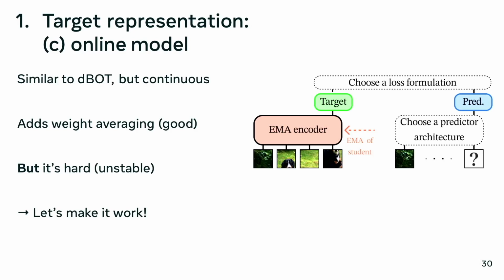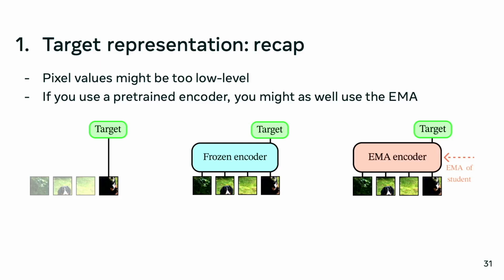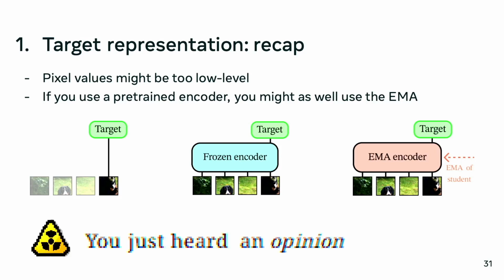So you've got this thing of you are using your own model as target for training it, and so it could work, but it could also just find a weird local minimum and just collapse onto itself. You can have a ton of instabilities happening when you do that. It's hard. That's what makes it worthy. So let's try to make it work. As I was saying, the recap is you can use the direct pixels. Maybe it's a bit too low level. If you use an encoder, that should be fine, but you might as well go for the EMA, the online version.